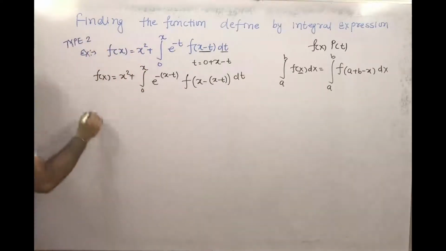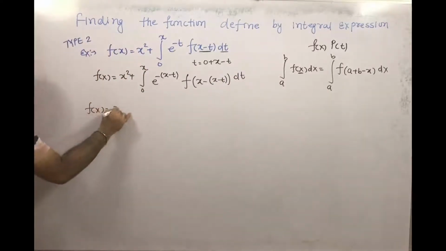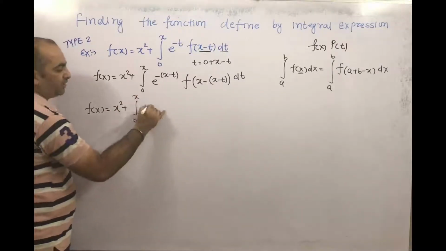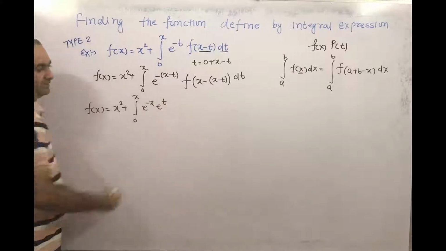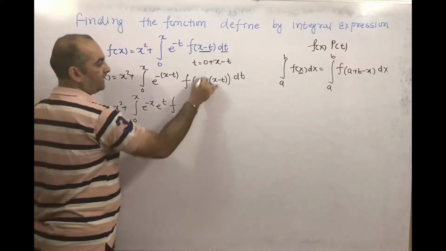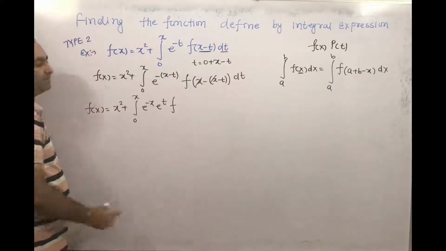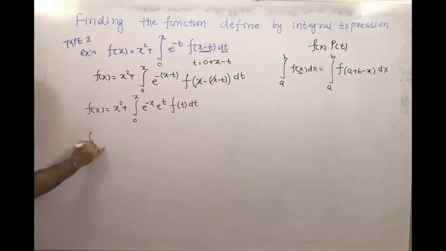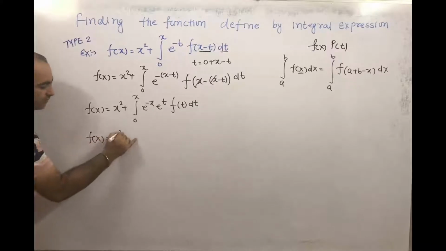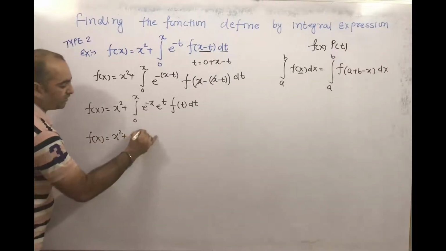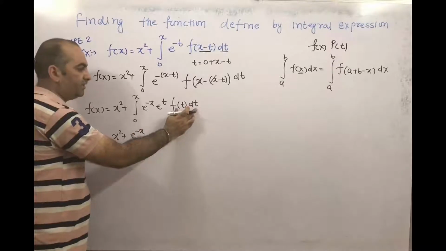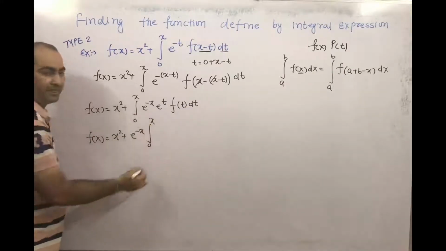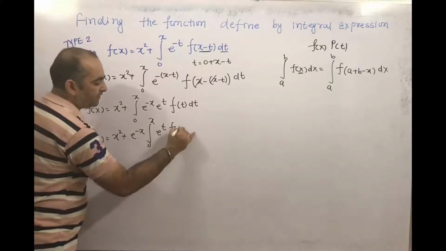So what will come here? f(x) = x² + integration 0 to x of e^(-x) e^t f(...), where x gets cancelled and minus of minus is plus, f(t) dt. So f(x) = x² + e^(-x), because we are integrating with respect to t, and e^(-x) is a constant, integration 0 to x of e^t f(t) dt.